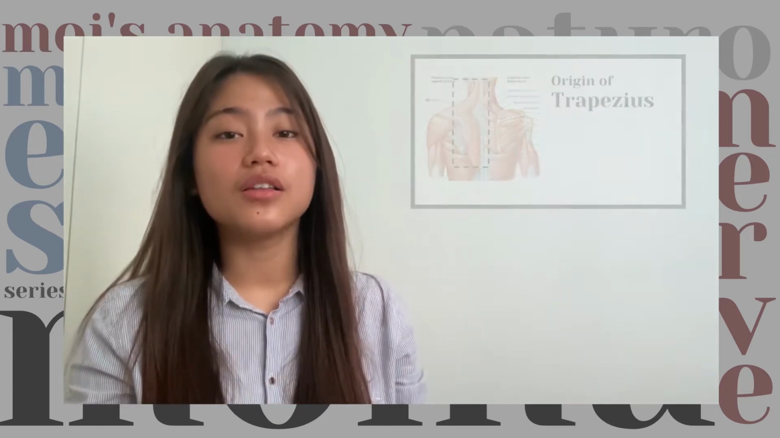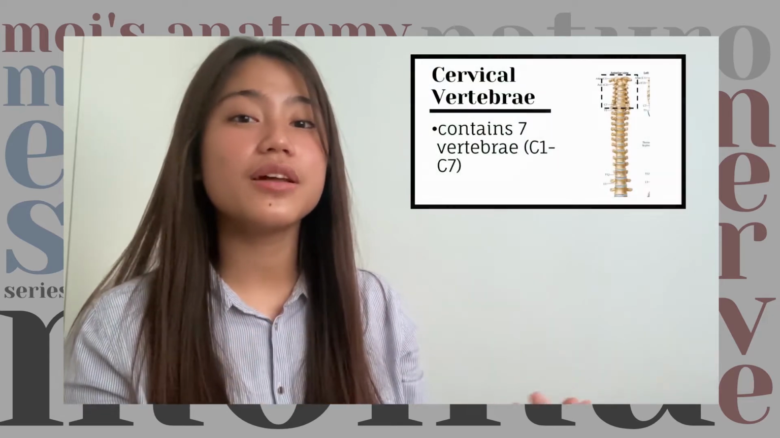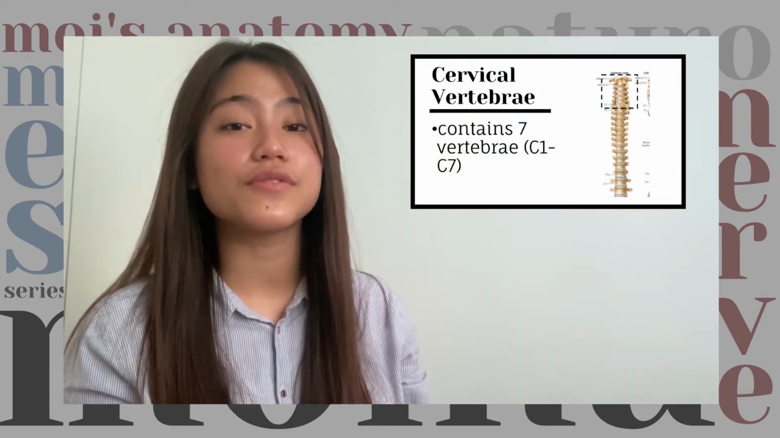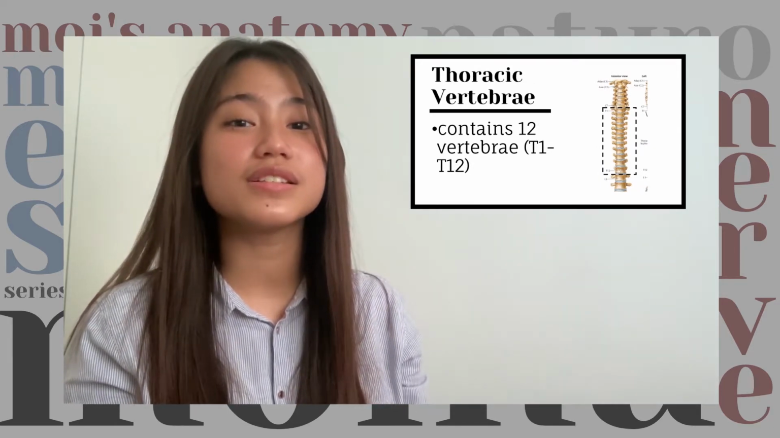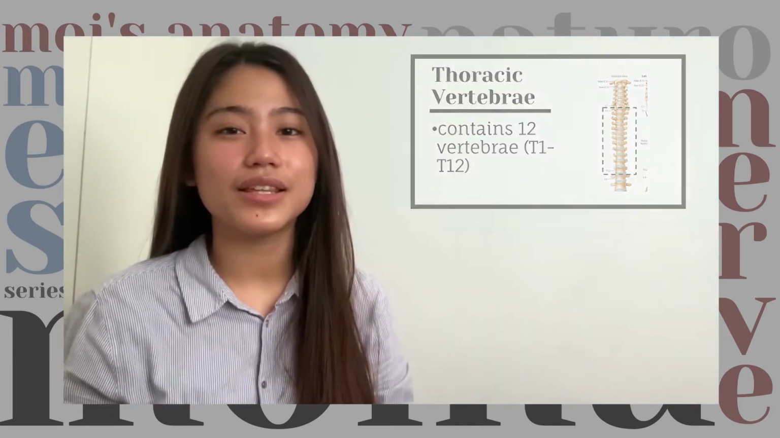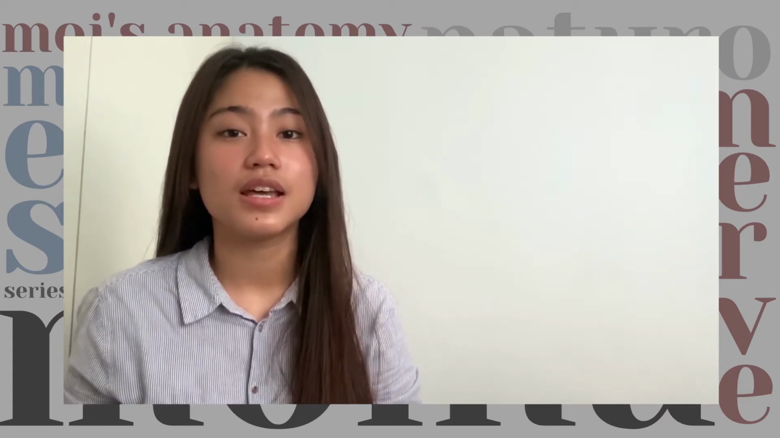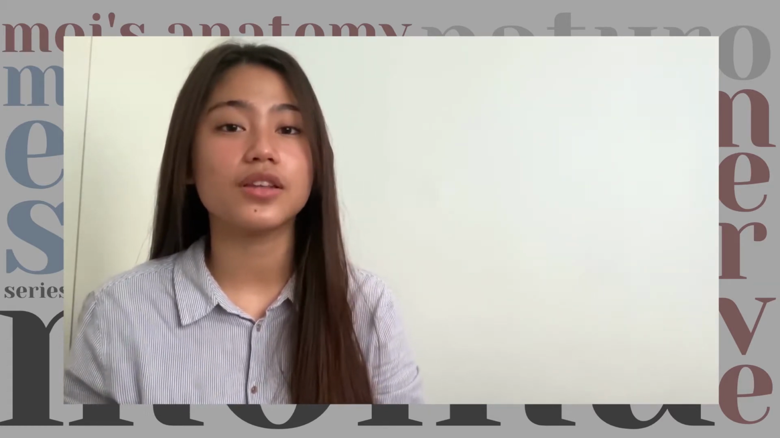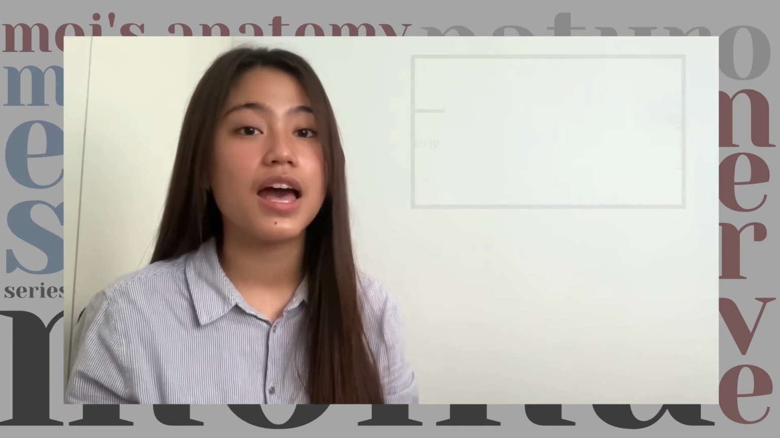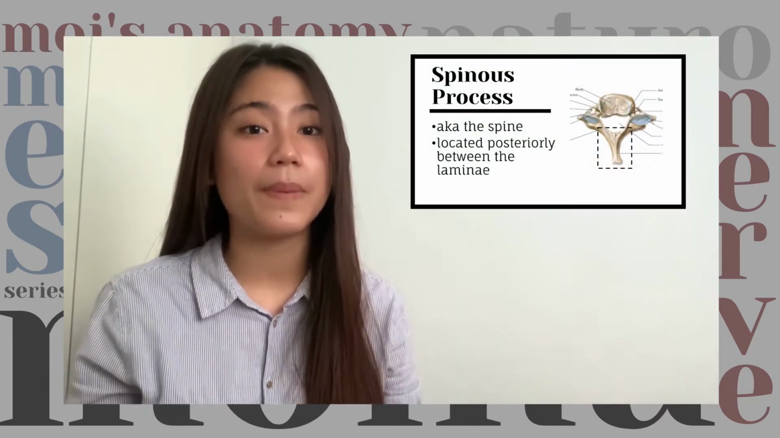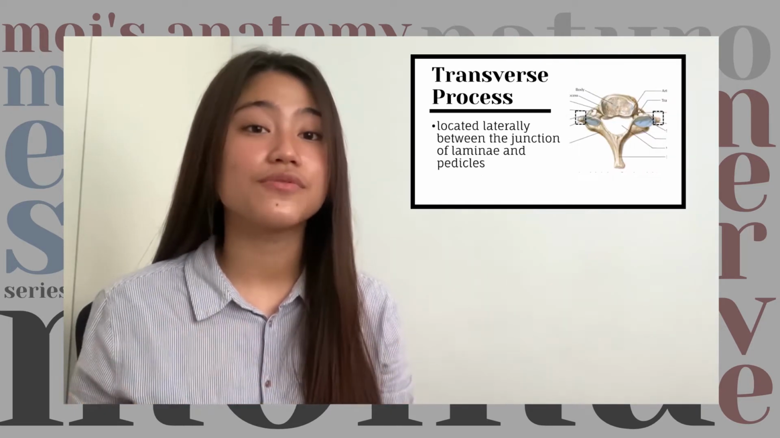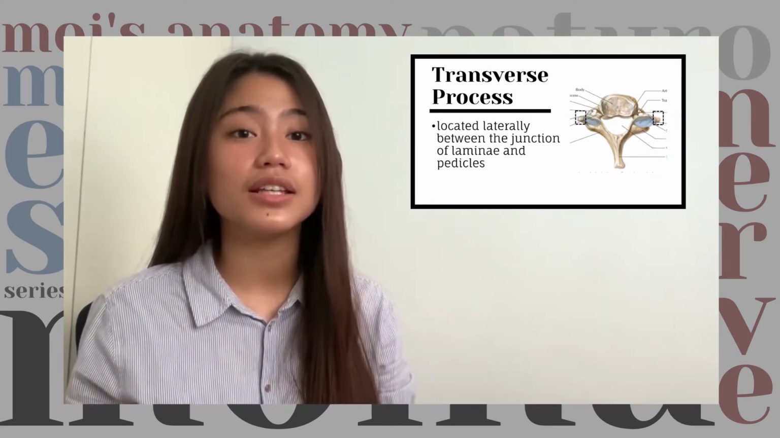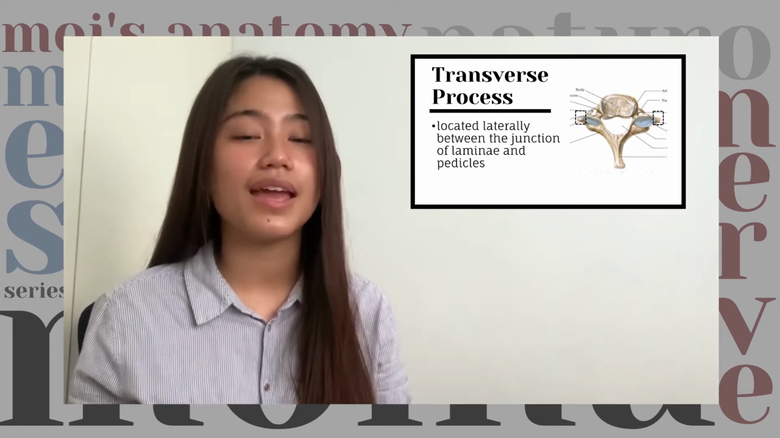In the vertebral column, we will be discussing the cervical and thoracic vertebrae. The cervical part of the vertebral column consists of 7 vertebrae, while the thoracic part consists of 12 vertebrae. These vertebrae are composed of 2 processes, which serve as the attachment of ligaments and muscles. The spinous process, or the spine, is located posteriorly between the laminae. The transverse process is located laterally between the junction of the laminae and pedicle.